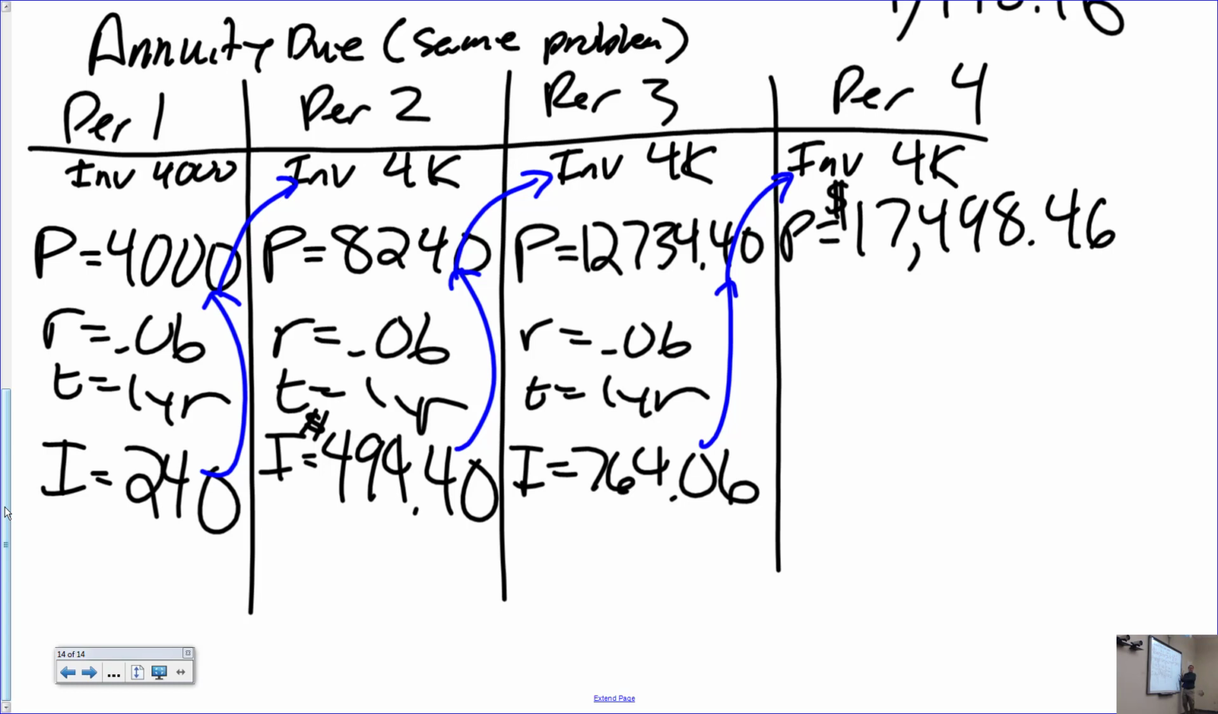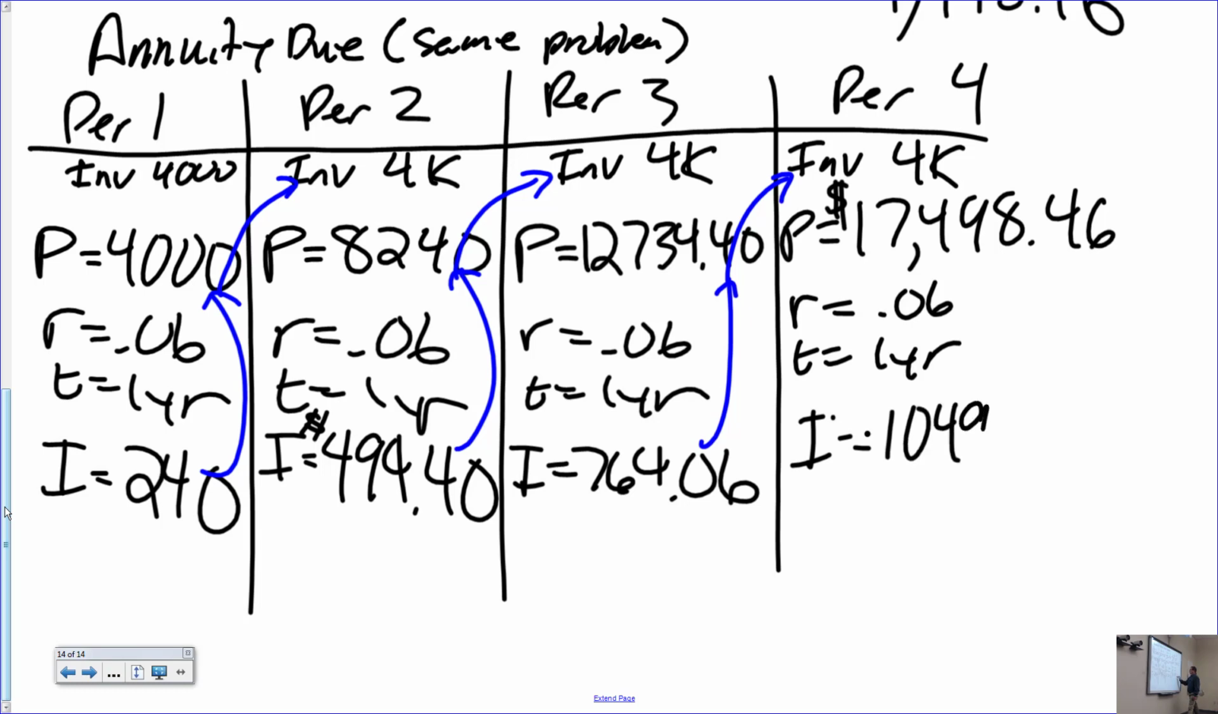So what is the difference between these two? It's just the last period of interest. That's the only thing that's different, right? Rate is still 0.06, the time is still 1 year. So all we get is this extra interest. What's the interest on the fourth period for this last one? 1,049.91. And so then what's our future value?